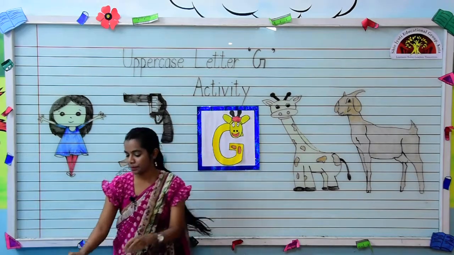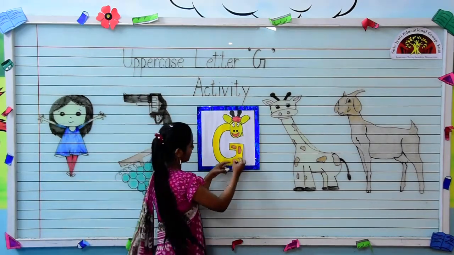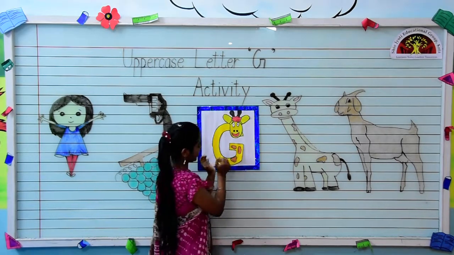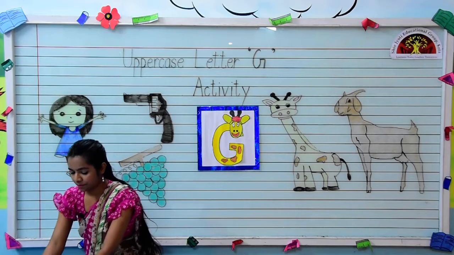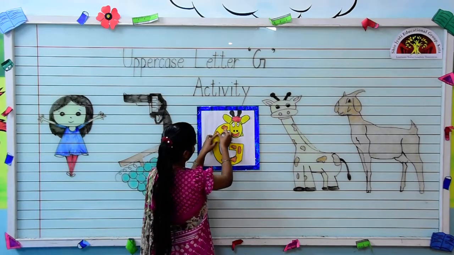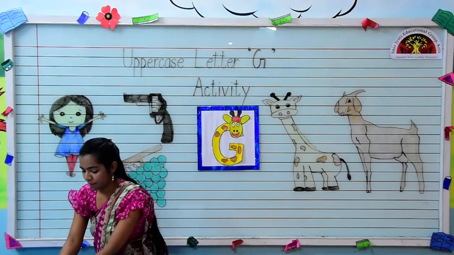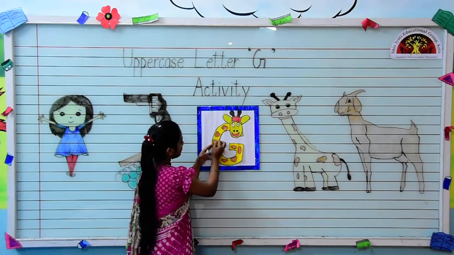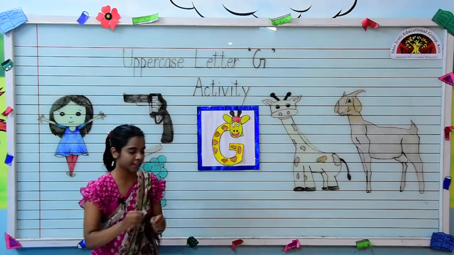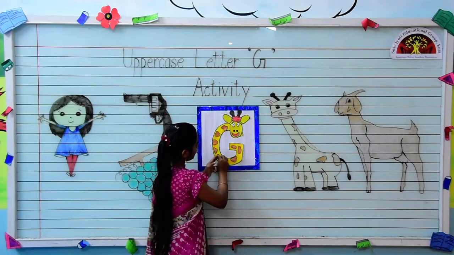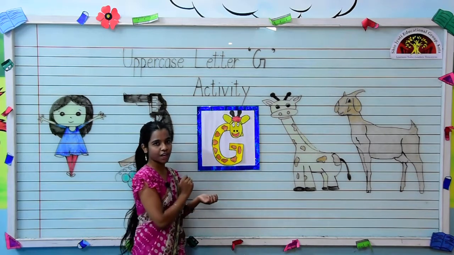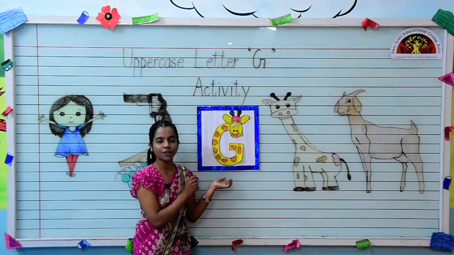Okay kids, like this. Like this, okay. Paste it everywhere. Like this. Okay kids, I hope you are enjoying this activity. So kids, what is this? This is G for giraffe. What is this? G for giraffe.